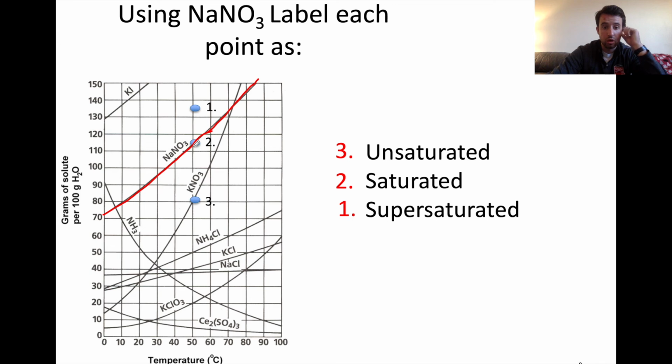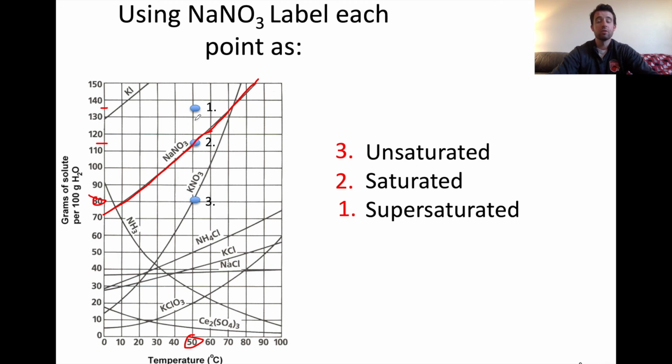So at the temperature of 50 degrees, for example, 80 grams per 100 grams, that would be unsaturated because the maximum we can fit is somewhere around 115. For number 2 here, it looks like it's right at 115. That's saturated. And for number 1 here, it looks like it's around 135. So that would be supersaturated because it's above that curve level.